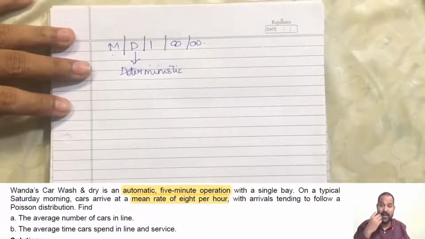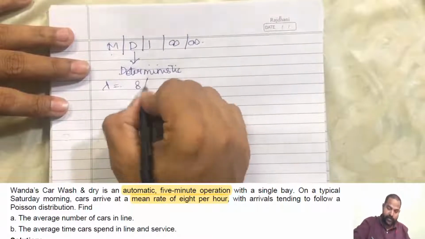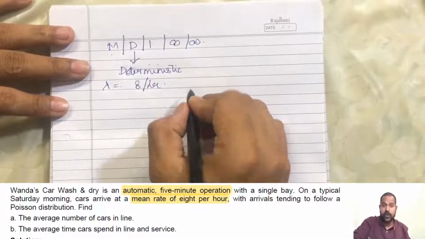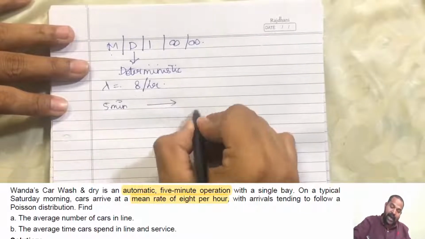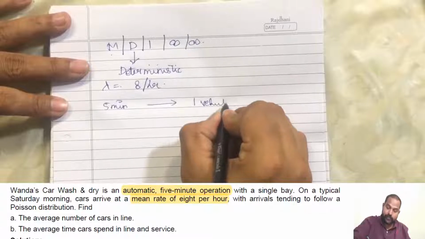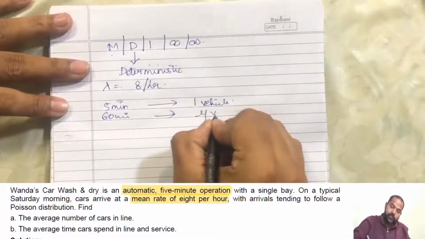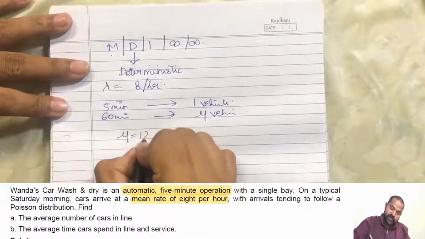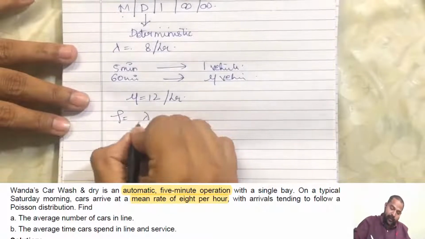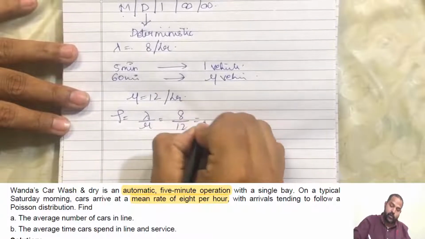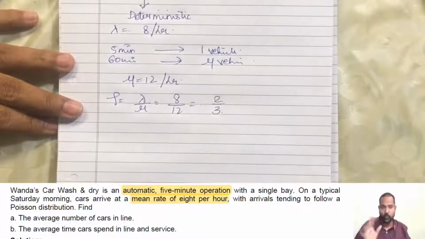Well, let's at least find lambda and mu. So lambda, which is arrival, is 8 per hour. Service, which is mu, is a 5-minute operation. Fine. Then in 5 minutes I service one vehicle. Correct. So in 60 minutes I will service mu vehicles. So mu is 12 per hour. So rho is lambda upon mu. That also doesn't change, which is 8 upon 12. You can cancel, but it will become a recurring decimal, so I don't want to. 4 2s are 8, 4 3s are 12. 2 by 3 is what I'm keeping it at.